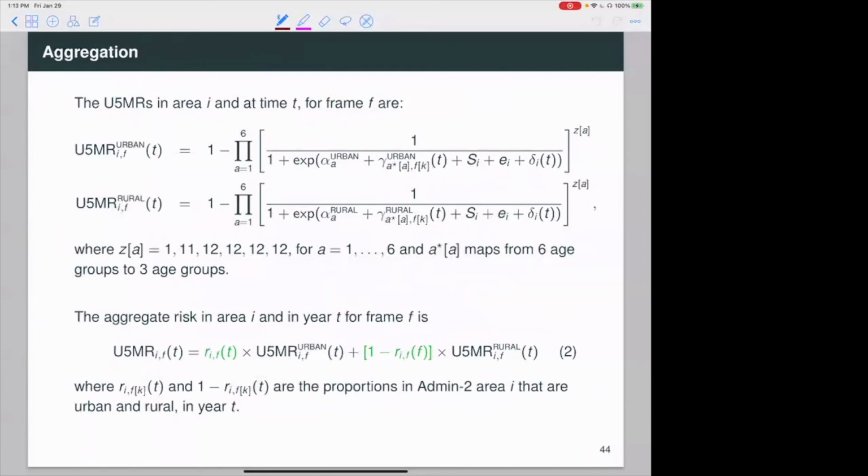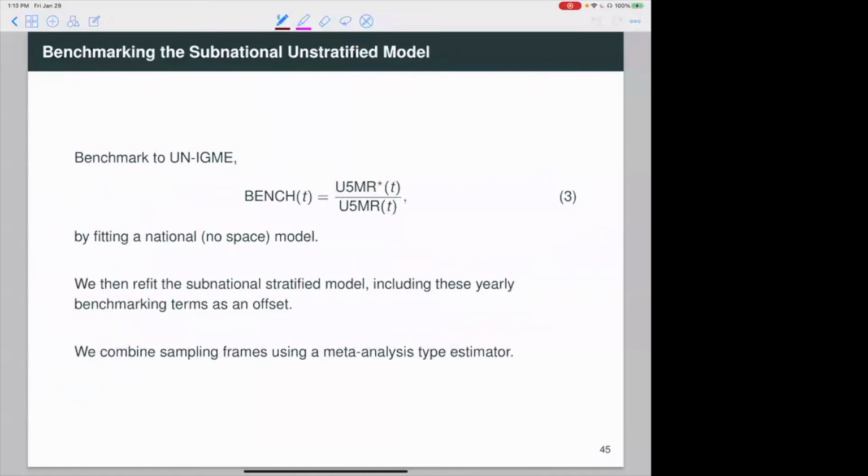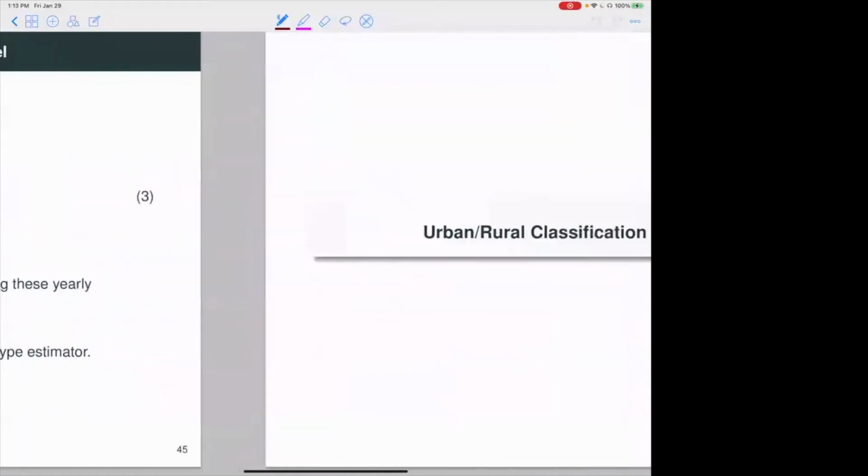So when we've done all that, what do we do? Well, now we get an under-five mortality. This is exactly the formula I showed you earlier, but now we have to pick up the specific intercepts for each age band, the temporal trends, and the spatial and space-time interactions. We have one of these each for urban and rural, and then we combine them by estimating these fractions of urban and rural. And then I won't go into the benchmark, but then we benchmark to the UN.